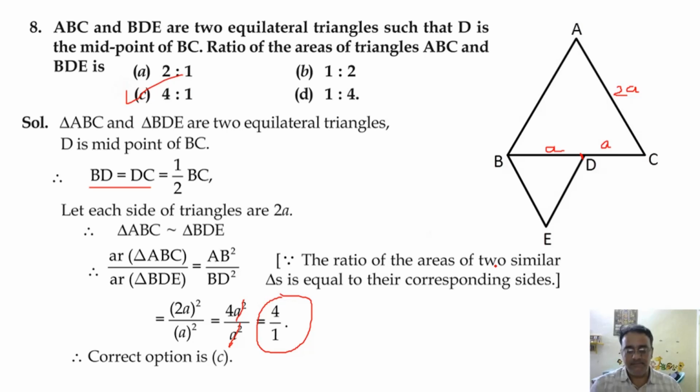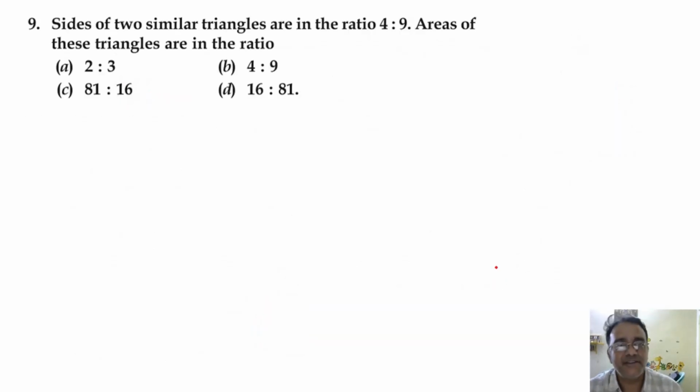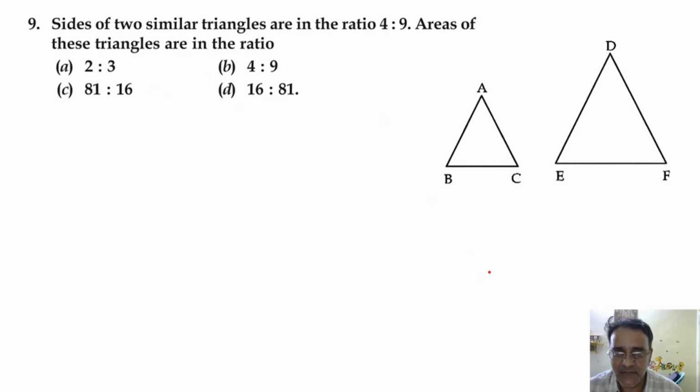Next question. Sides of two similar triangles are in the ratio 4:9 and areas of these triangles are in the ratio dash. Okay, so we are... MCQ में पूरा क्वेश्चन को सॉल्व नहीं करना है, जस्ट रफ में सॉल्व करके टिक कर सकते हो. और इस बार केवल MCQ केस स्टडी बेस्ड क्वेश्चंस में है, बाकी दूसरे क्वेश्चंस में नहीं है.